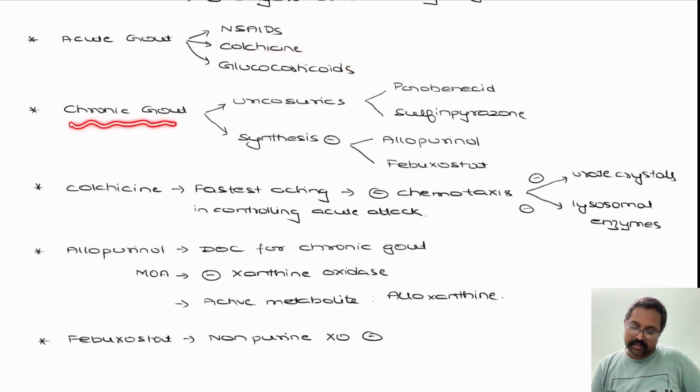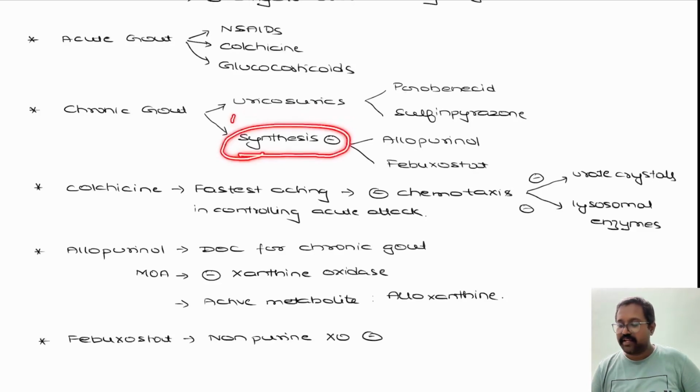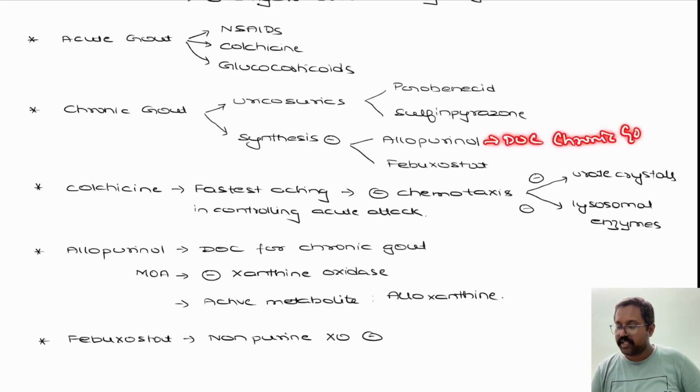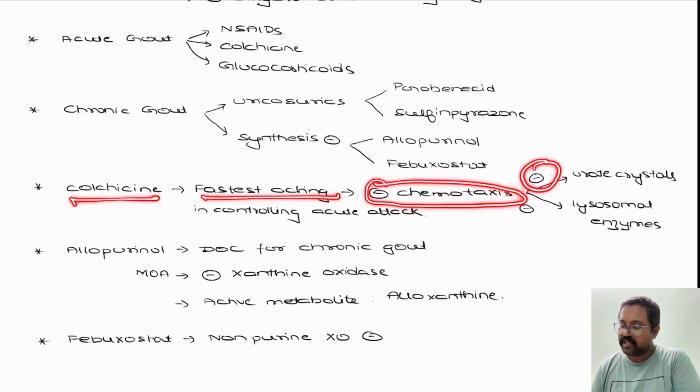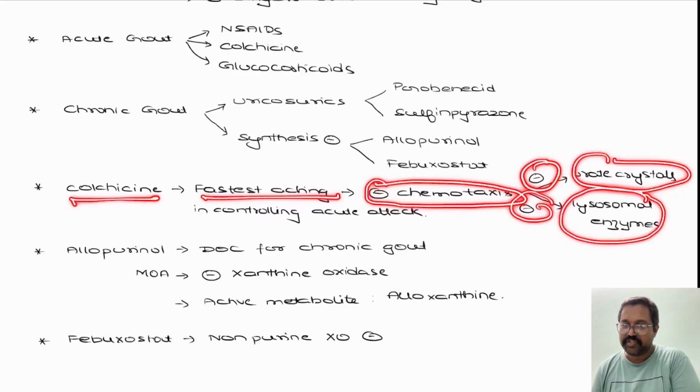Whereas to treat chronic gout, we use two groups of drugs: the uricosuric agents, which increase the excretion of uric acid, and those which decrease the synthesis of uric acid. Under uricosuric agents, we have probenecid and sulfinpyrazone. Under synthesis inhibitors, you have allopurinol and febuxostat. Please remember, allopurinol is the drug of choice in chronic gout. And colchicine, as we discussed earlier, is the fastest acting agent. It inhibits chemotaxis, thereby it inhibits urate crystal formation, as well as inhibiting the lysosomal enzyme which is responsible for joint destruction.